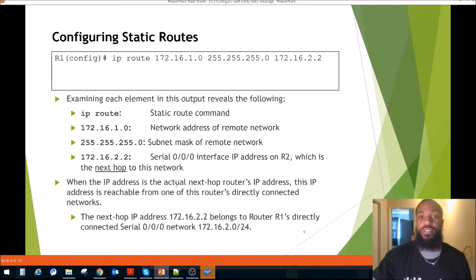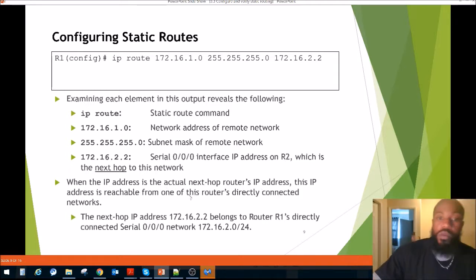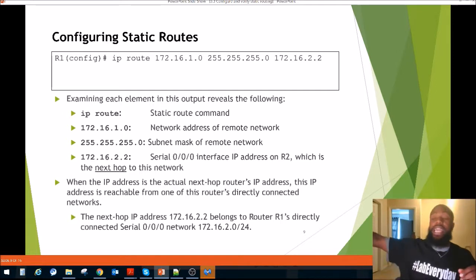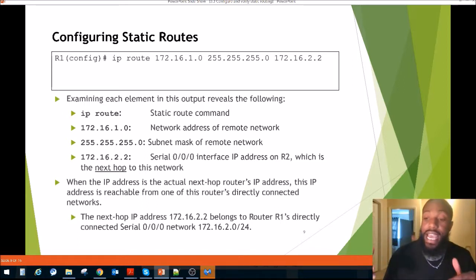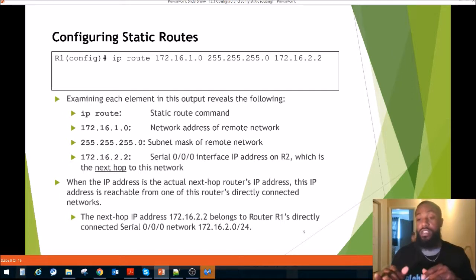When the IP address is the actual next hop router's IP address, this address is reachable from one of the router's directly connected networks. So you could reach a route that's not directly connected to you by creating a static route. That's where a default route will help you come in. But if it's directly attached, then you could just put the serial interface, or the actual interface. You don't have to put the IP address.